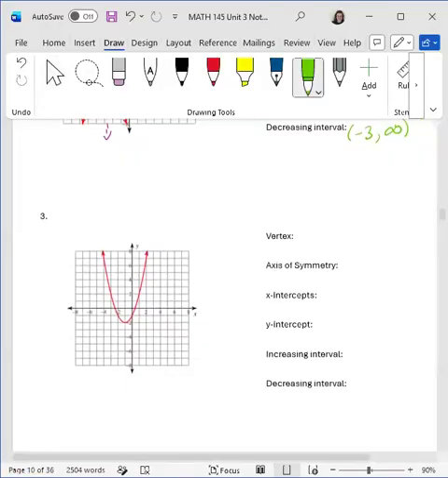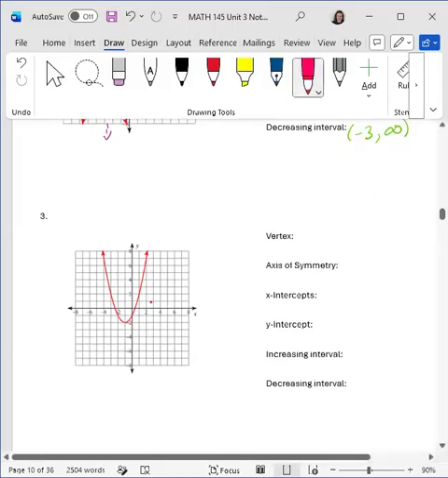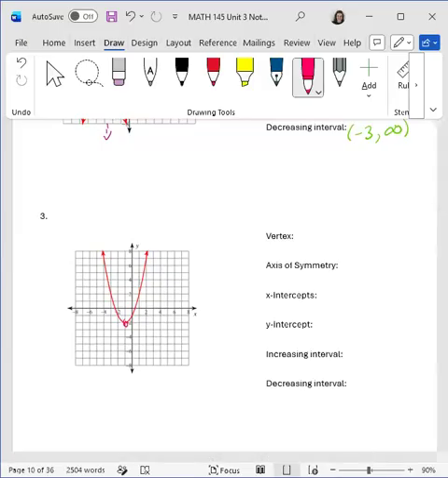All right, another example, we have a parabola. This one again is opening up. Like the first example, that vertex is located at (-1, -2). The axis of symmetry goes right through that vertex and has the equation x equals -1 in this case.